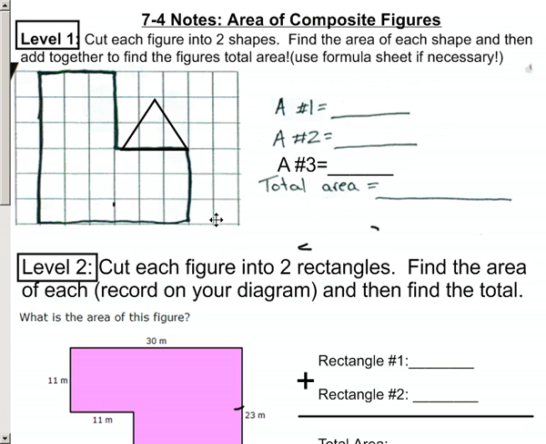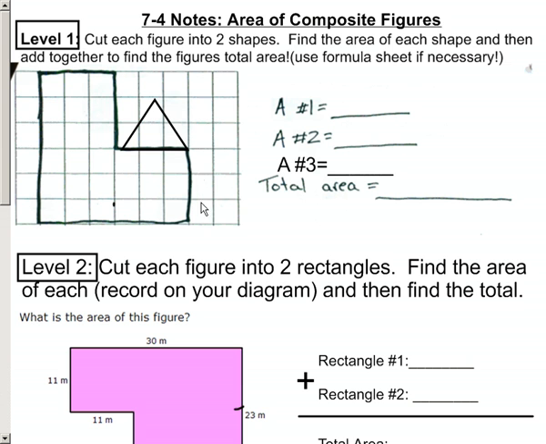Today we're going to begin by finding the area of composite figures. So as you see, it says for level 1, cut each figure into two shapes. Find the area of each shape and then add together to find the figure's total area.